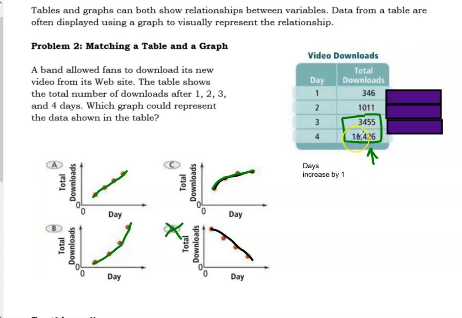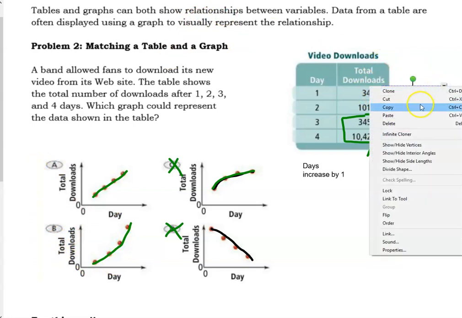They're going up pretty fast. So we're going to eliminate option C as well, because option C shows a slower growth. Now, to figure out whether there's a constant rate of change, as in A, or a fast rate of change, as in B, we're going to take a look at how the downloads are changing.